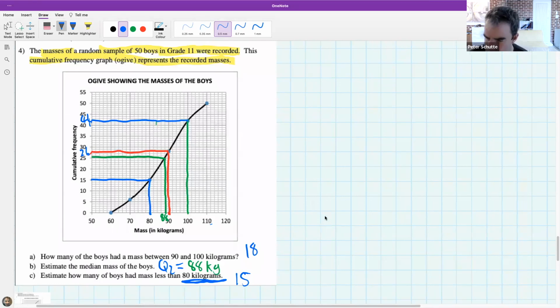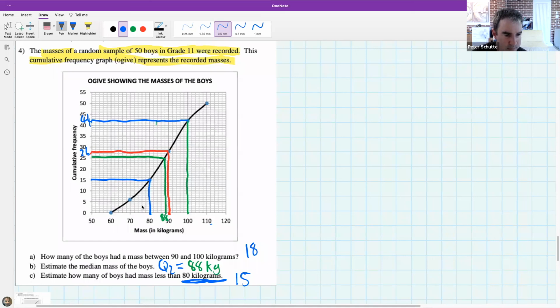Do you want to come online? The main thing with an ogive is when you know 80 kilograms, you follow it to 15 on the vertical axis. What that means is you've only counted up 15 students up to the point of 80 kilograms. Because we've only had 15 students up to the point where we got to 80 kilograms, we can only have 15 students who weigh 80 kilograms or less.